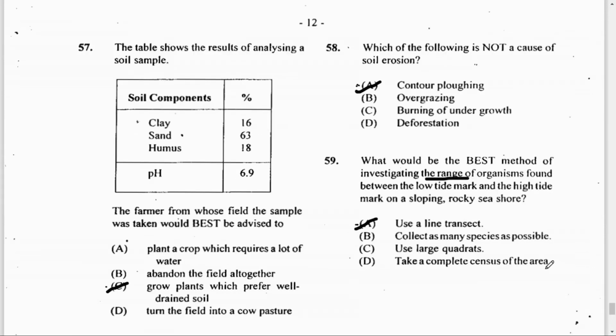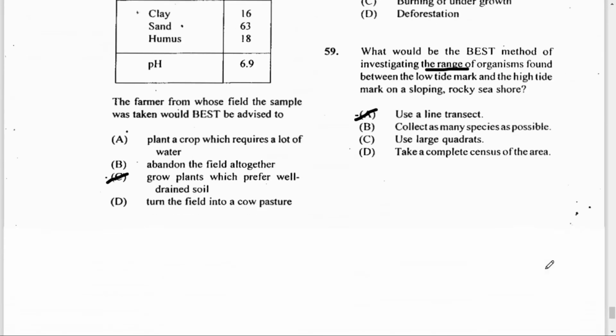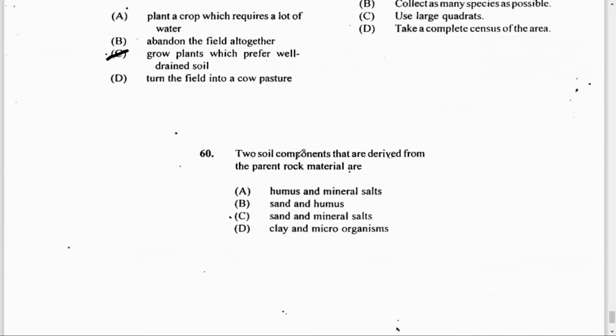Let us look at the last question, question number 60. It says two soil components that are derived from the parent rock material are: humus and mineral salts, sand and humus, sand and mineral salts, clay and microorganisms. The answer here is sand and mineral salts. So that's the answer there.